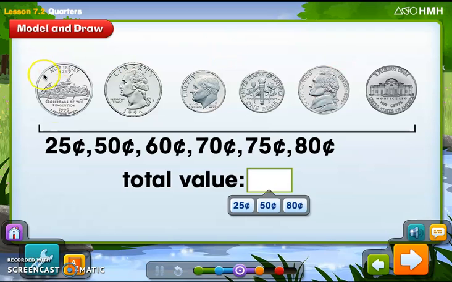So remember again, 25, 50, then once they get to the dimes, they start counting on from 50 by tens. So 50, 60, 70, and then nickels are 5, so then we count on from 70 by 5s. So 75, 80. So our total value of all of these coins, the 2 quarters, the 2 dimes, and the 2 nickels, is 80 cents. That's right. This group of coins has a total value of 80 cents.